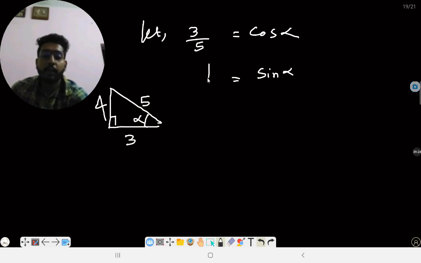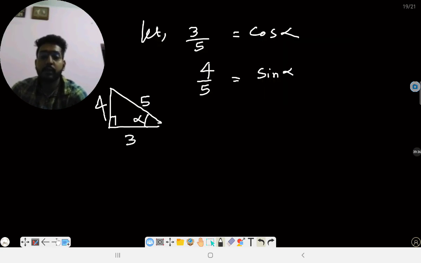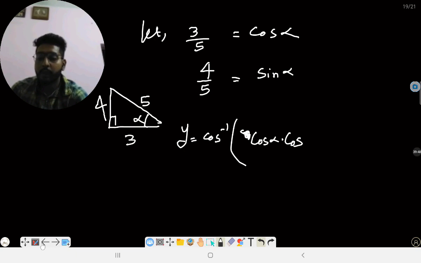Perpendicular by hypotenuse, that means 4 by 5. So from here you can say sine alpha is 4 by 5. Here 3 by 5 we have taken as cos alpha, so that will become sine alpha. So y equals cos inverse of cos alpha into cos theta plus sin alpha into sin theta.